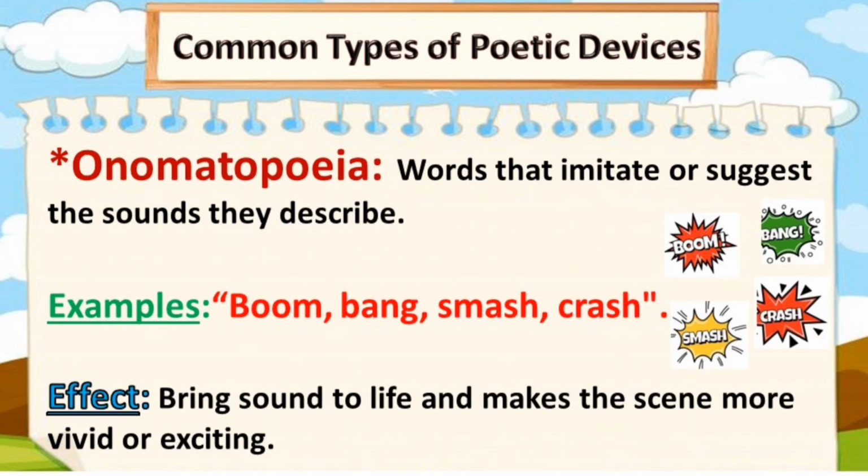Next is onomatopoeia, words that imitate or suggest the sounds they describe. Let us see the examples: boom, bang, smash, crash. These types of sounds are used by this poetic device, that is onomatopoeia. It brings the sound to life and makes the scene more vivid or exciting through the words of the sounds.